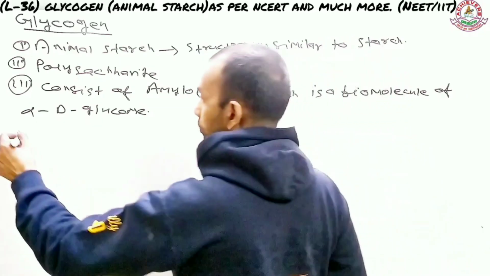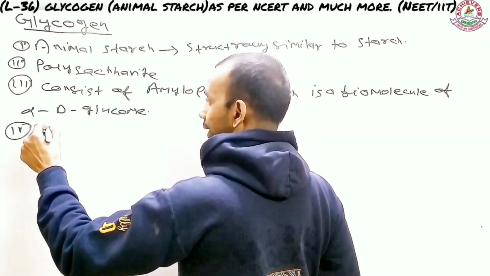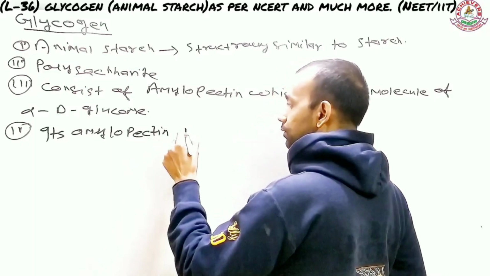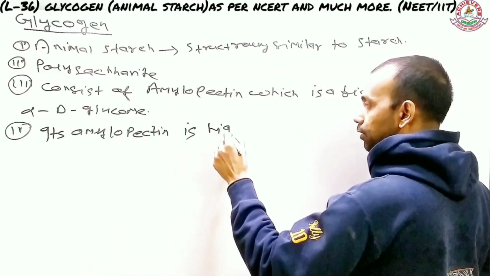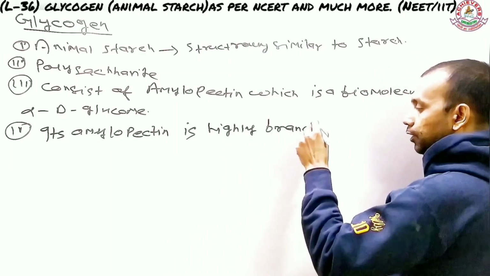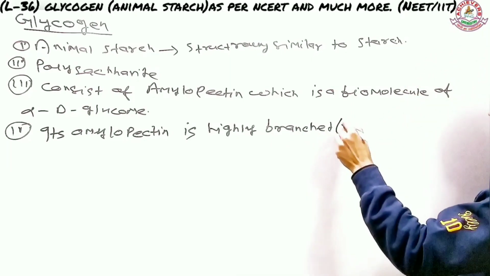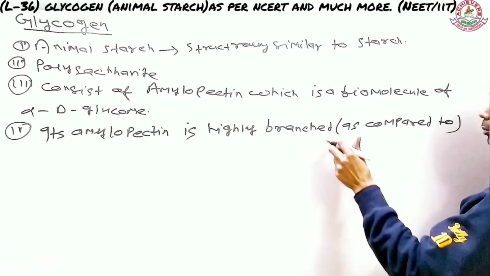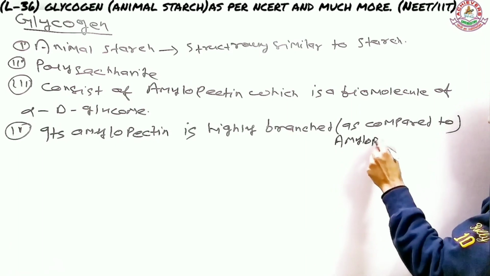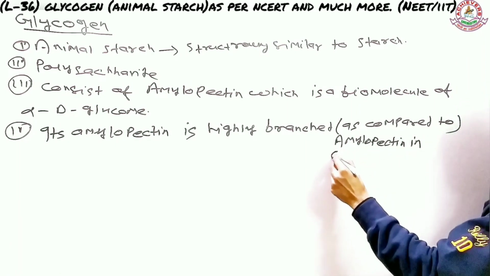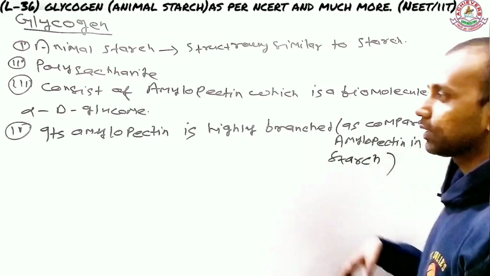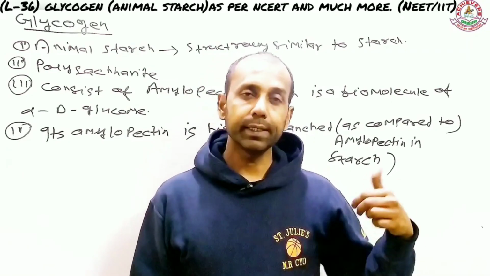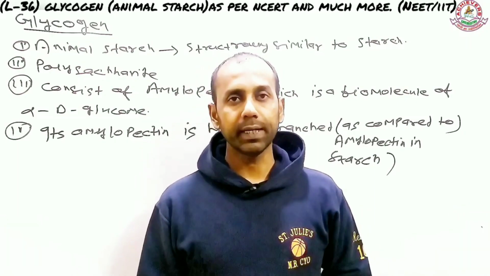So let me write this again. Fourth, very important thing is that its amylopectin is highly branched as compared to amylopectin in starch. That's the difference here: glycogen is also made up of amylopectin, but in starch the branching is slightly less, while in glycogen the amylopectin is more branched, right? So this is the next thing.